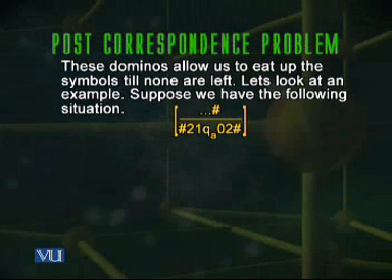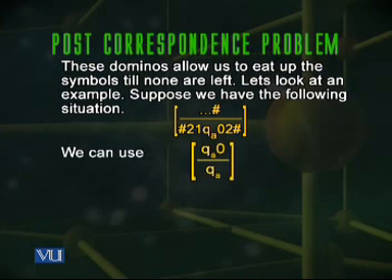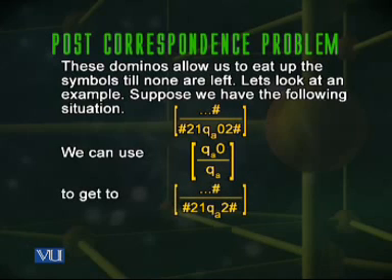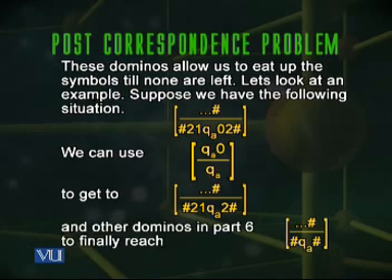Suppose that we have the following situation. We have reached the configuration 21 Q accept 002. Now we can use the domino QA0 QA to get to the situation where we are in the configuration at the bottom, which is 21 QA2 hash symbol, which means we ate up a 0. We can use the other dominoes in part 6 to finally reach a match where we have a hash sign which maps the first hash sign at the bottom, and then we have a QA followed by a hash sign.